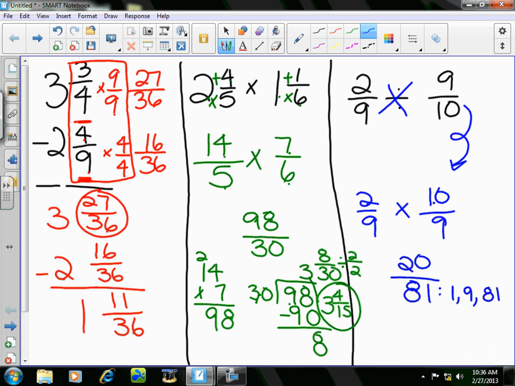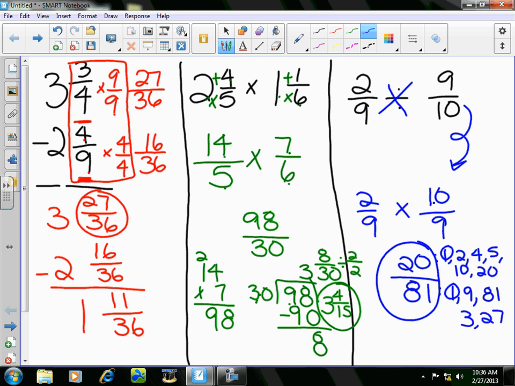And 3 times 27 equals 81. The factors of 20 are 1, 2, 4, 5, 10, and 20. Are there any common besides 1? Nope. So this is your answer, 20 over 81. You don't have to reduce any further.